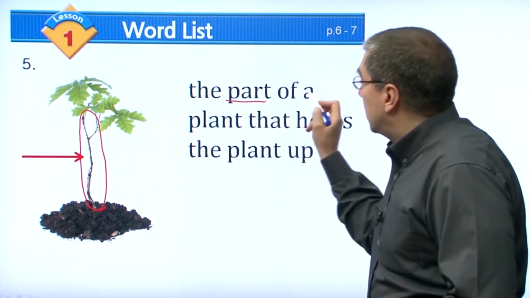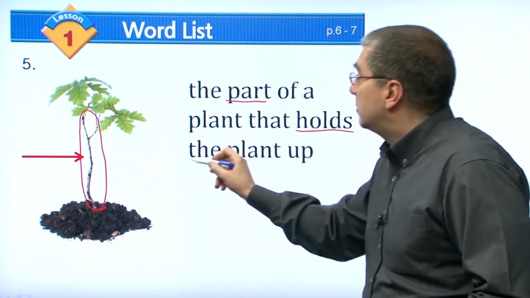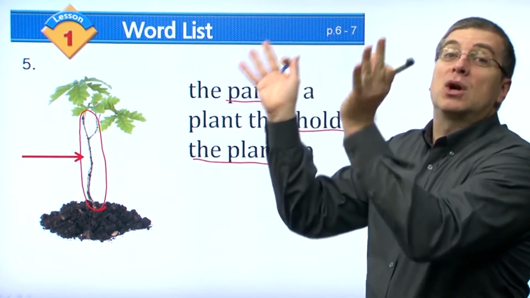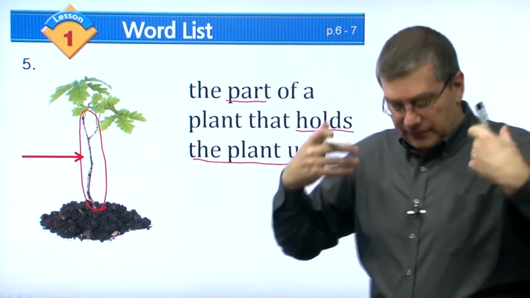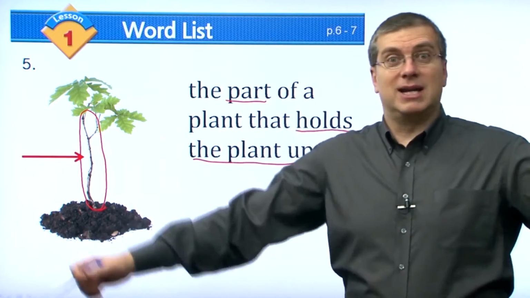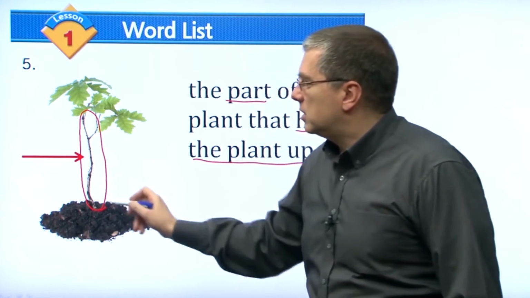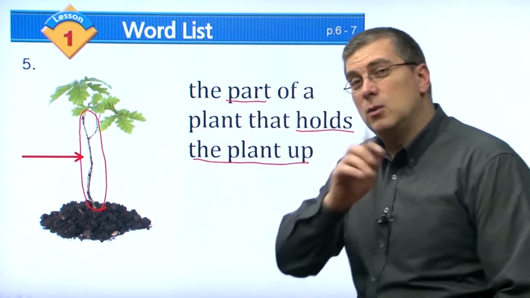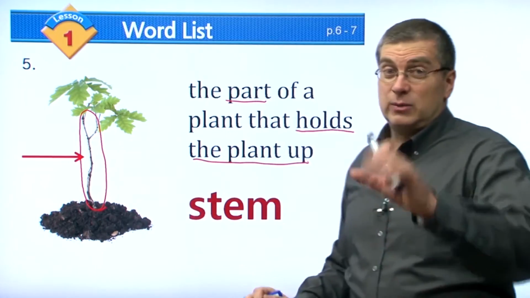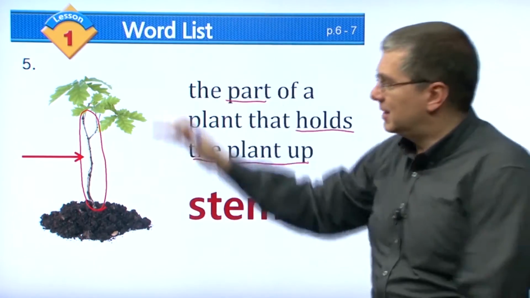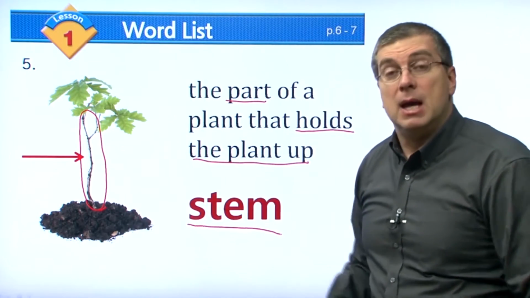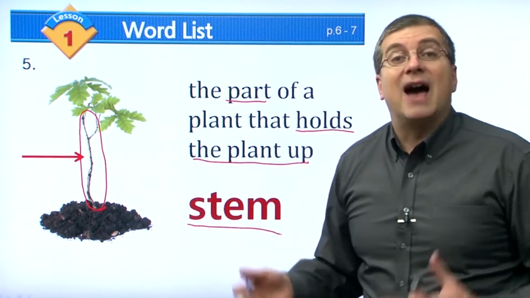Now, it's the part of a plant that holds the plant up. It holds the plant up, right? It supports the rest of the plant. It's kind of like my body, right? My trunk of my body holds my body up, right? But this part, we don't usually say trunk for a small plant. We can say what? Stem. Yes, we can say trunk for a tree, but this is a small plant. We say stem. Many plants, all plants, have a stem.